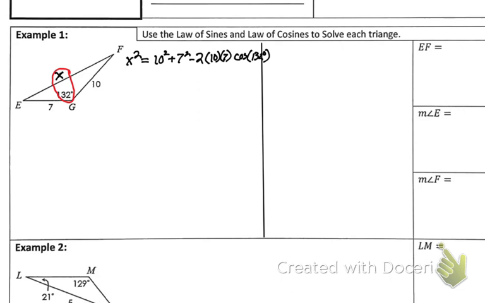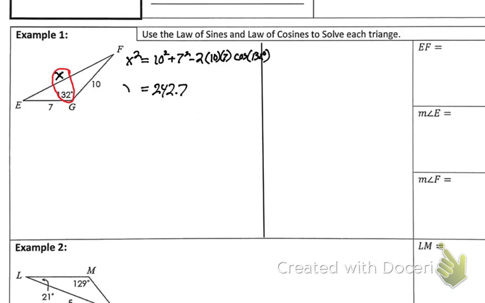So we are currently plugging in 10 squared plus 7 squared minus 2 times 10 times 7 times the cosine of 132. Can someone get me this result? Don't give me the total result. Don't take the square root, but what do I get out if I plug all that in my calculator to the nearest tenth? Yeah, 242.7.